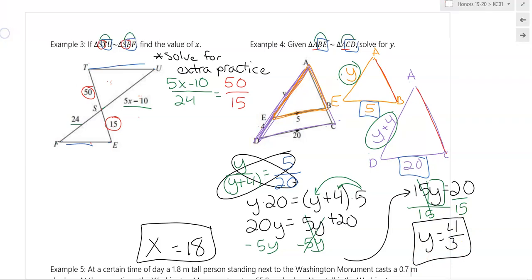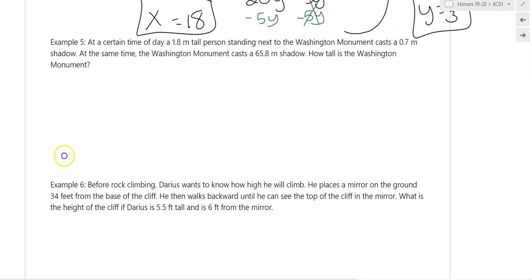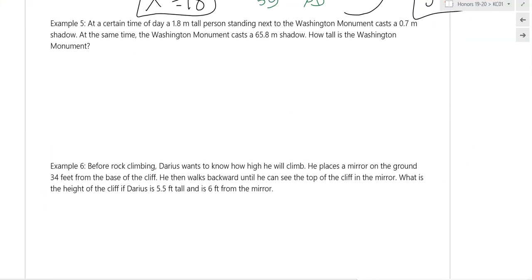Alright. Let's look at our word problems. Again, our word problems are similar to what we did with our ratios. I sometimes find it easier to draw a picture, but kind of use what we did before, where we write what the ratio is going to be. So a 1.8 meter tall person standing next to the Washington Monument casts a 0.7 meter shadow.